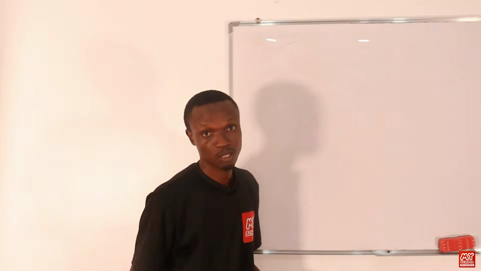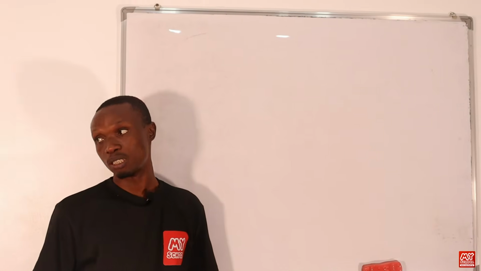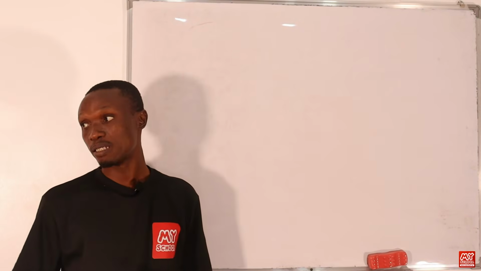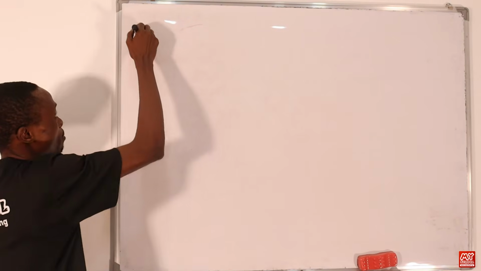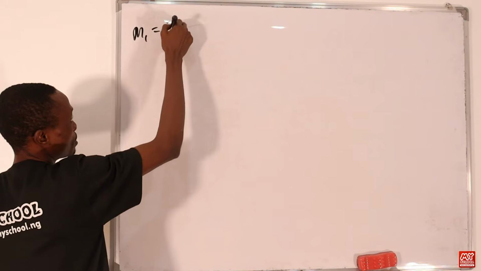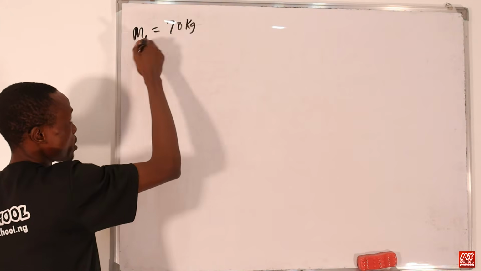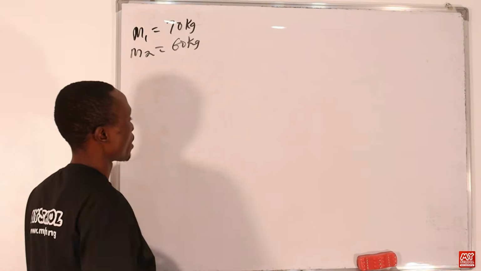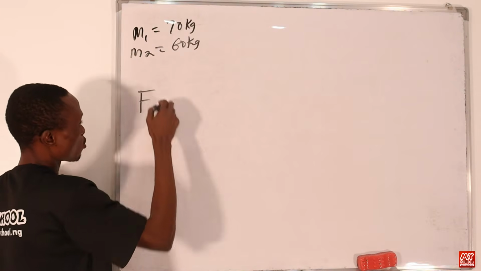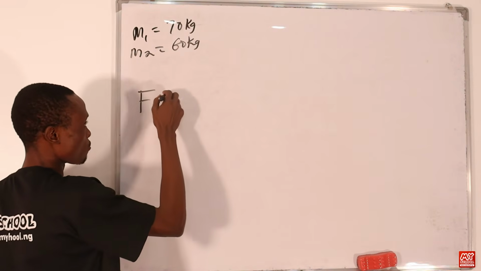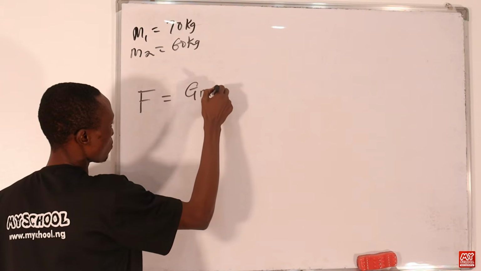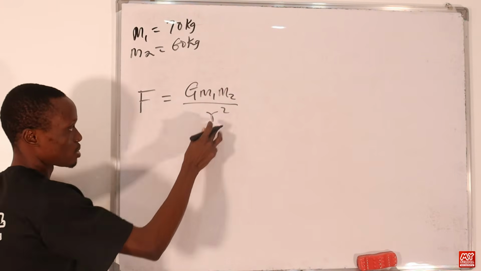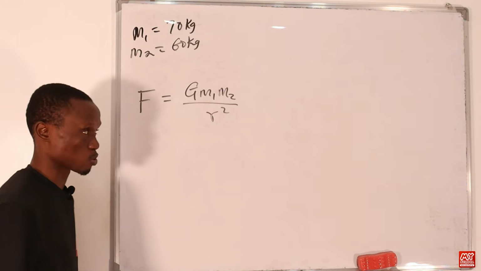So in this question, we are simply asked to calculate the gravitational force of attraction between a man and his friend, right? And their masses were given to us. So let's say the man be m1, so that will be 70 kg, and his friend m2, that will be 60 kg, right? But remember that the force of gravitational attraction F is given as G m1 m2 all over r squared, which is the distance between both of them.